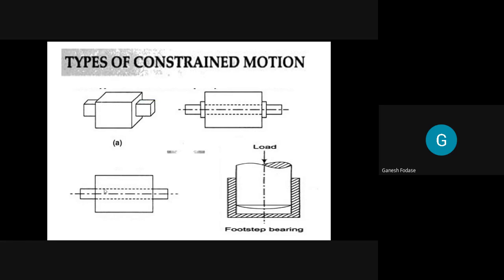Now let's talk about this example. Here the motion is possible in two directions, in two ways. It can rotate as well as it can slide, depending upon the force applied. So in this case, whenever motion between two elements of a pair is possible in more than one direction and depends upon the direction of force applied, it is known as an incompletely constrained motion.